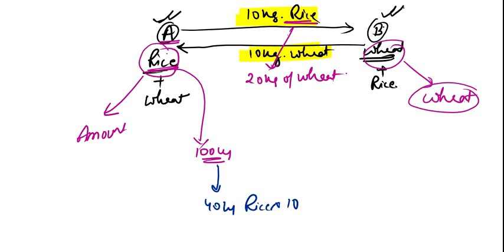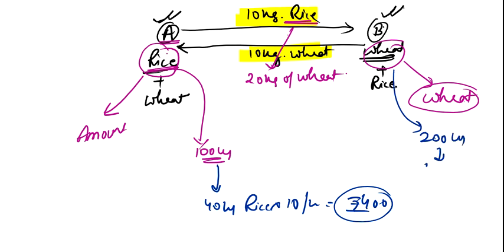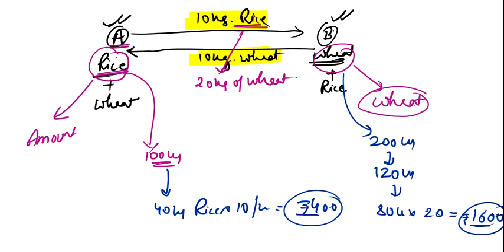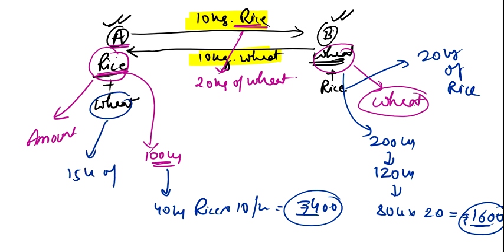Suppose the price is 10 per kg, so how much does he get? 400 rupees. Clear? Similarly Mr. B got 200 kg of wheat, out of which he needs only 120 kg, so he can sell 80 kg in the market. Suppose the price of wheat is 20, so how much does he get? 1600 rupees. Clear? Now Mr. B needs 20 kg of rice and Mr. A needs 15 kg of wheat.